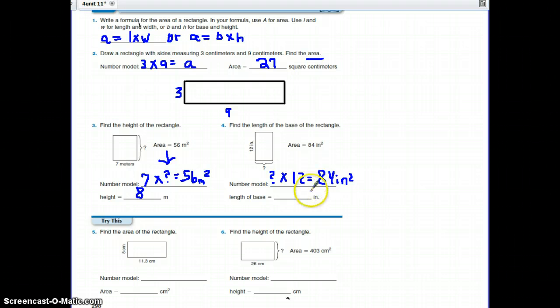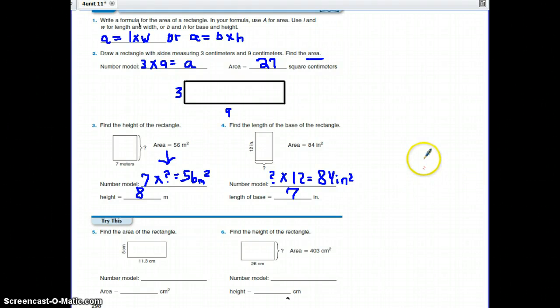Well, because I know my math facts very well, I know 2 times something has to be something that ends in a 4. So I know 2 times 2 is 4, but that would only make this 24. So 7 times 2 is 14. So when I do the multiplication in my head, I do realize that 12 times 7 is 84. So my answer, my length of my base, is 7. Again, notice I did not have to get out any measuring tool to measure those actual lengths.